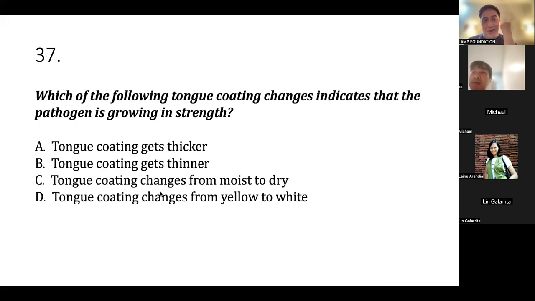Hindi pala kita mabudol. Okay, number 37. Yan ang gusto ko. Bawal ang budol. Hindi mabudol.